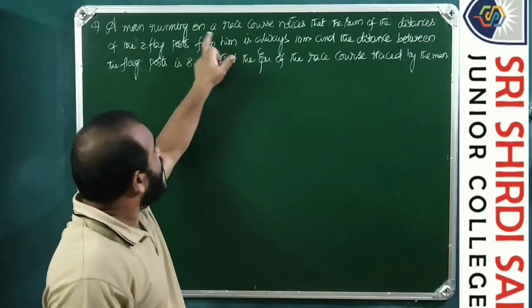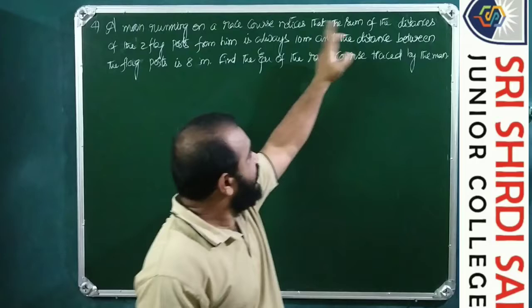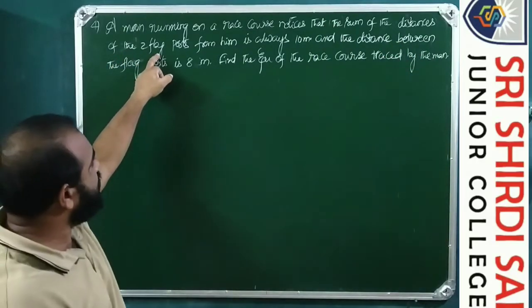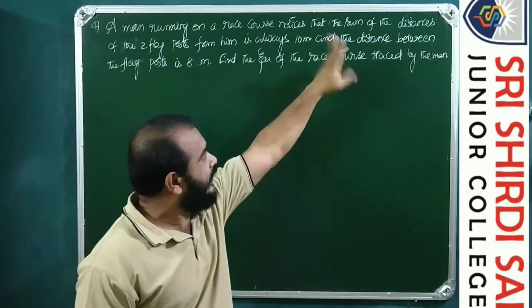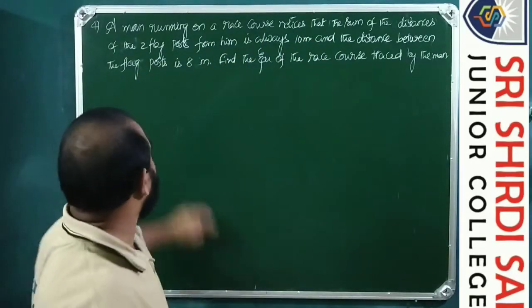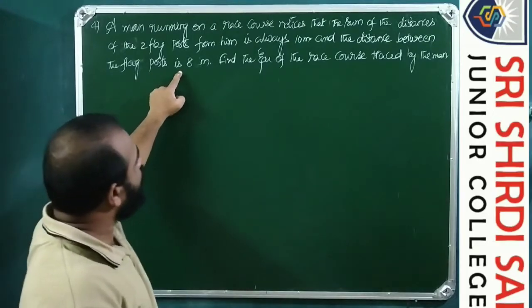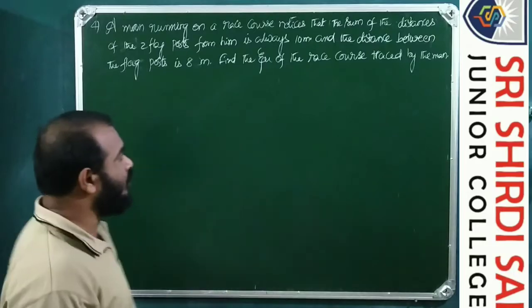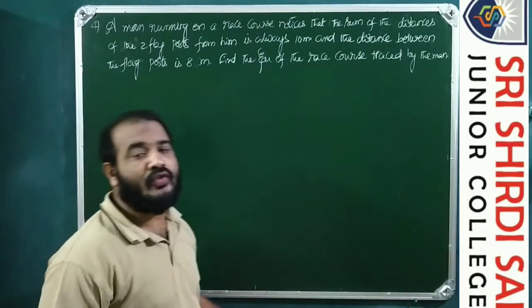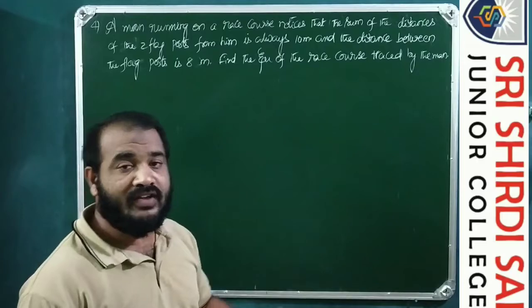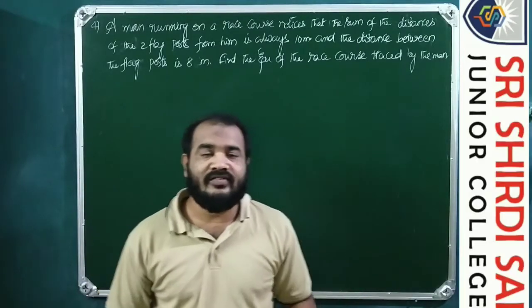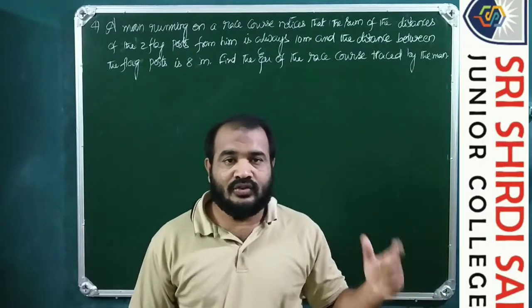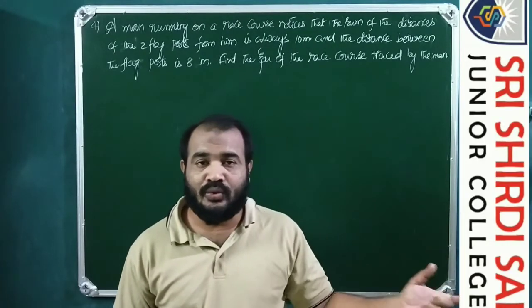A man running on a race course notices that the sum of the distances of the two flag posts from him is always 10 meters and the distance between the flag posts is 8 meters. Find the equation of the race course traced by the man. So this is nothing but the application of the ellipse that we have discussed before, curve tracing of an ellipse. So SP plus S dash P is equals to 2a.